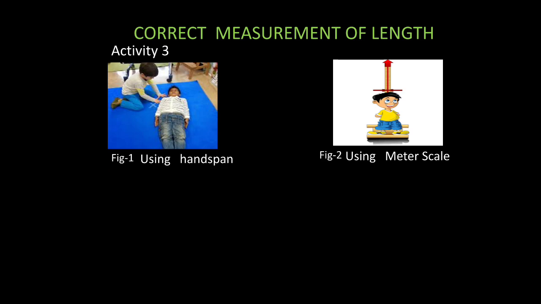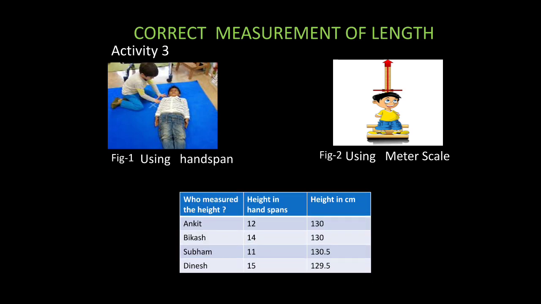Here in meter scale also, just see the table meter scale also. So 4 children have been asked to do so. Ankit, Vikas, Shubham and Dinesh measured the height in handspan and wrote it down, and they also measured the height in centimeter and wrote it. You can see that in case of handspan it is 12, 14, 11 and 15 respectively, whereas the height in centimeter is 130, then again 130, then 130.5, then 129.5.